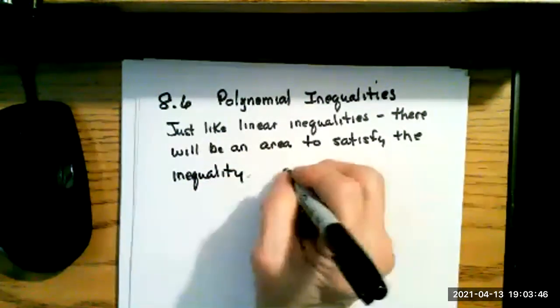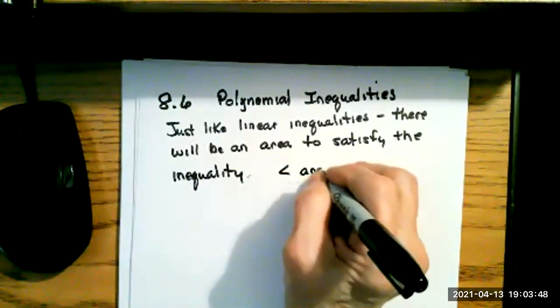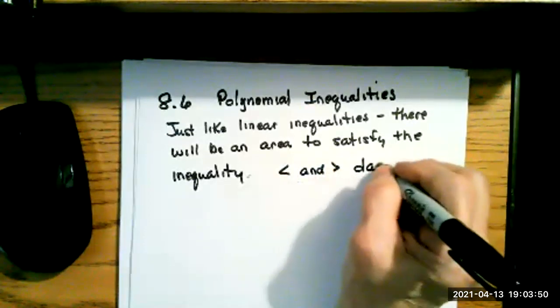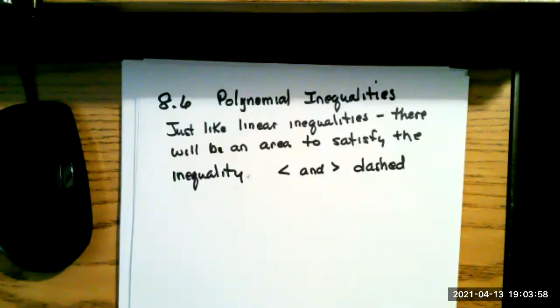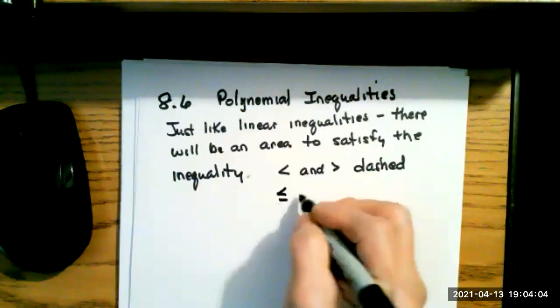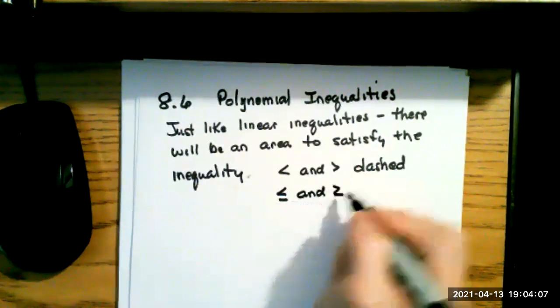And just like before, these two use dashed, and these won't be lines. They'll be mostly parabolas. There's one or two that are polynomial cubics or to the fourth degree. And if it has the little bar underneath it, just like before, it's solid.